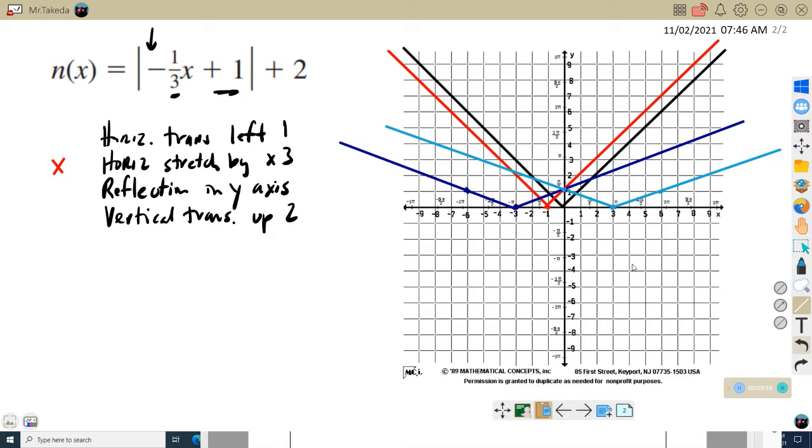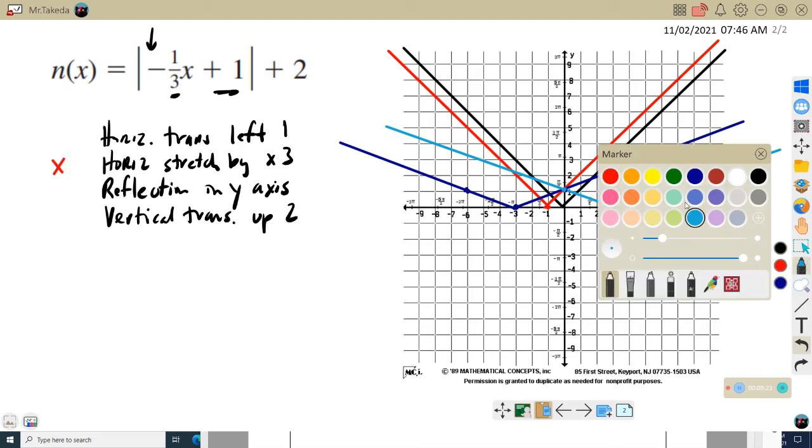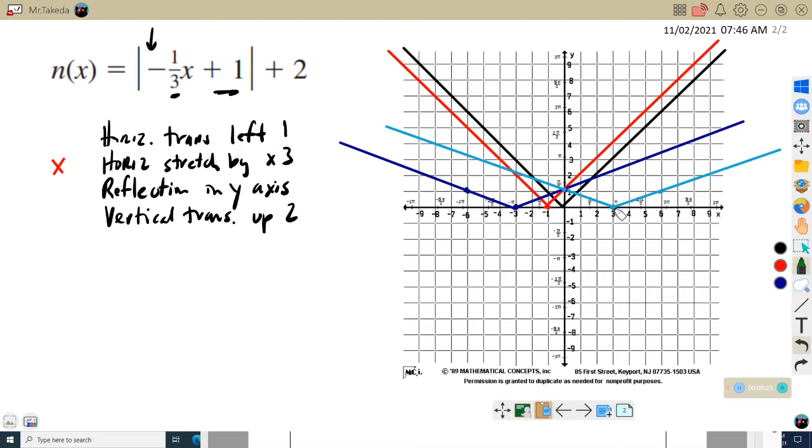And now finally, a vertical translation up 2 units. I'm going to pick those points. This is going to go up 2. I'm adding to any y values. So here y is 1, so 1 plus 2 is 3. Here y is 1, so 1 plus 2 is 3. So this will be the final graph with the vertical translation up 2 units. That looks like that. Okay, so those are all the steps.